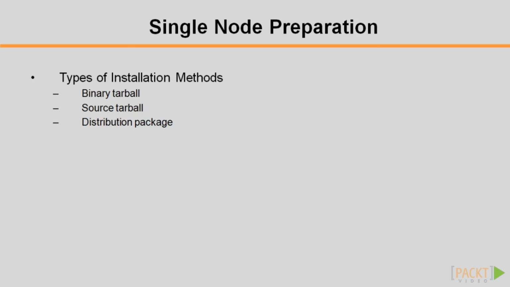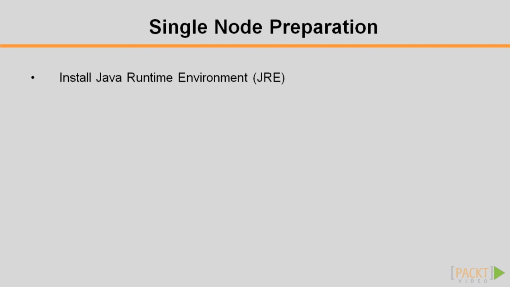Distribution package is OS-specific and similar to binary tarball. It gracefully handles complex dependencies with other packages, therefore providing a very convenient shortcut. It's the recommended method that I'll show you shortly. Now let's install the prerequisites: Java Runtime Environment and Java Native Access.